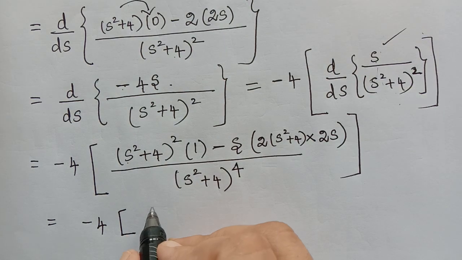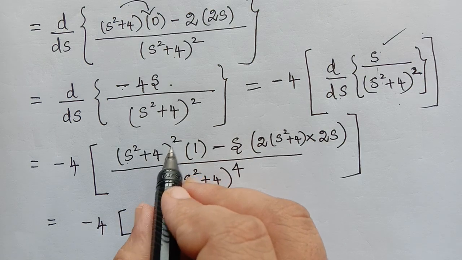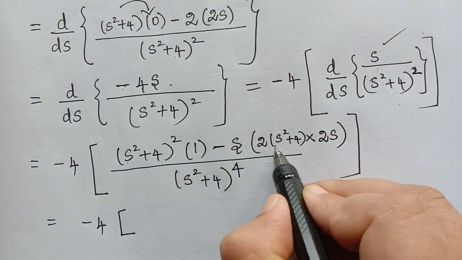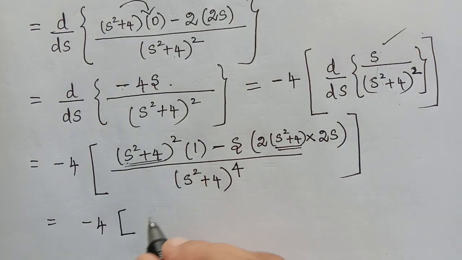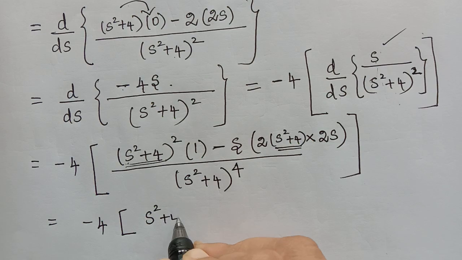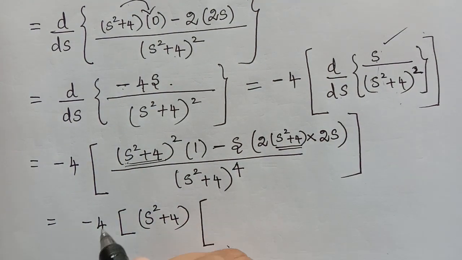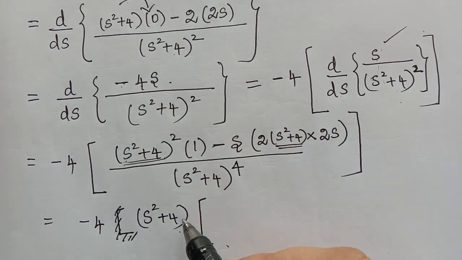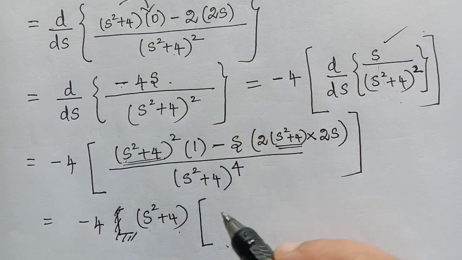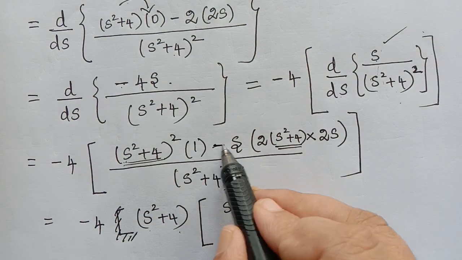So you can take one of the s square plus 4 common, because here also we have s square plus 4 and here also we have s square plus 4. So s square plus 4 common, and then we will have a bracket. So we have taken s square plus 4 common. So one s square plus 4 will be left out inside. So s square plus 4. And then you have a minus sign.